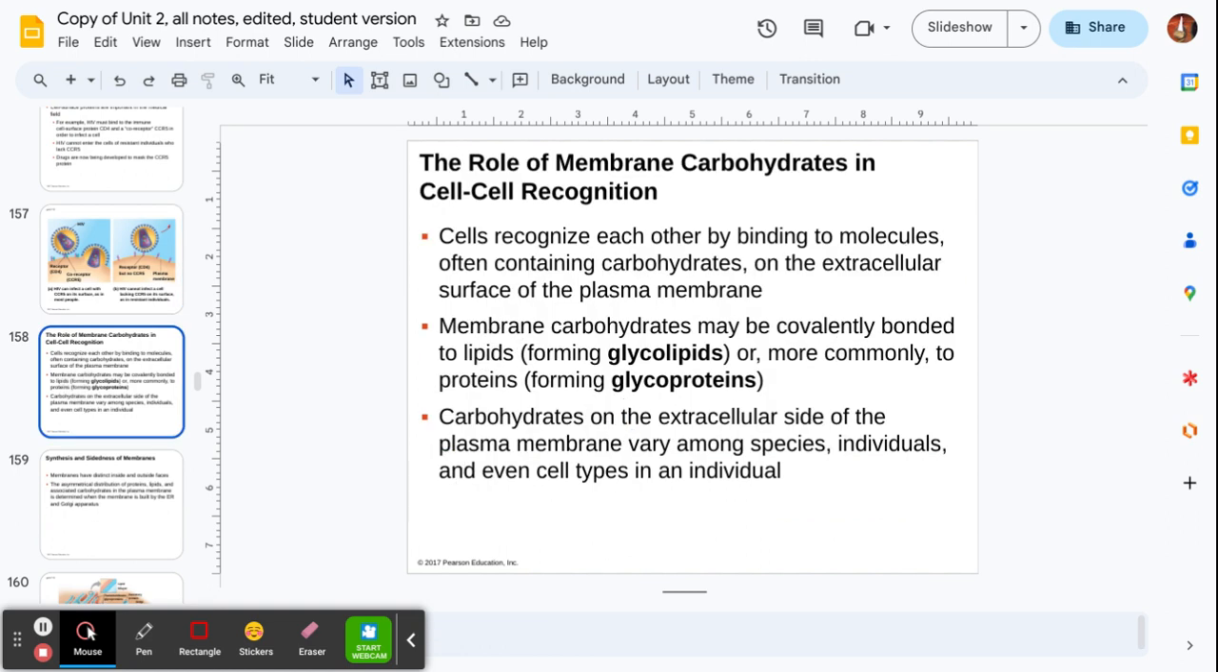Cell-to-cell recognition. Cells recognize each other by binding to molecules, often to the carbohydrates on the extracellular surface of the cell plasma membrane. Membrane carbohydrates can be covalently bonded to either a lipid, and we call them glycolipids if that's the case. Or more commonly, they're actually bound to a protein, and we call those glycoproteins.